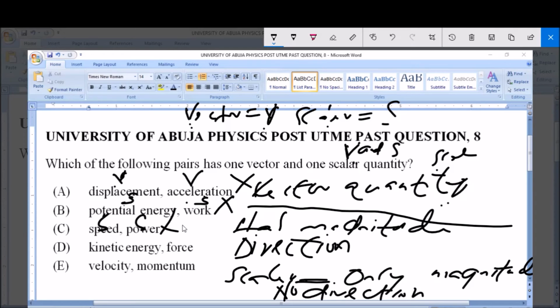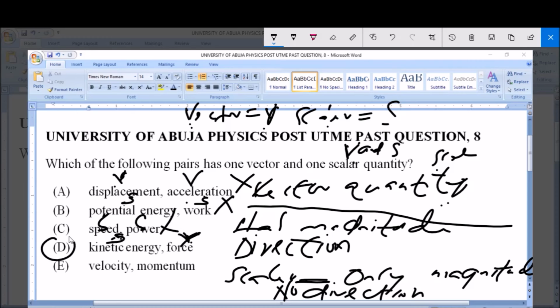Now D, we have kinetic energy and force. Kinetic energy is a scalar quantity, S, and force is a vector quantity, V. So now you can see we've achieved V and S. Now D is the answer.